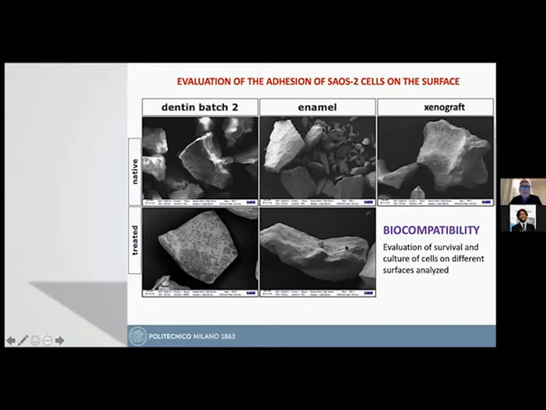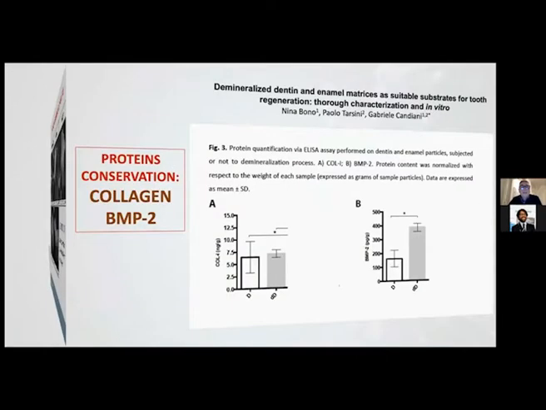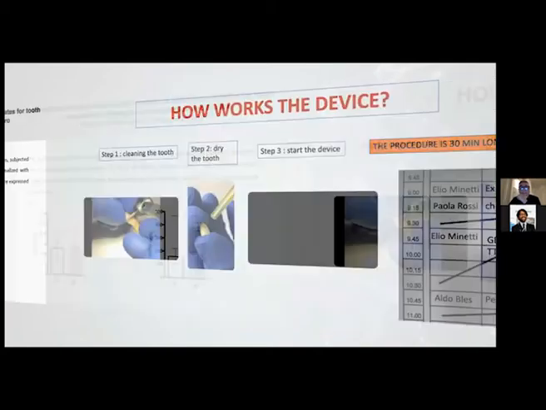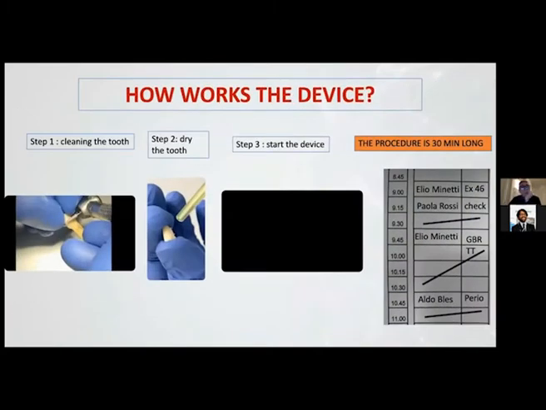Another aspect we analyzed in those studies is the presence of the proteins after the treatment. We analyzed, for example, the presence of the collagen, the presence of BMP2, and so after these steps, we produced a device able to transform the tooth in this way.